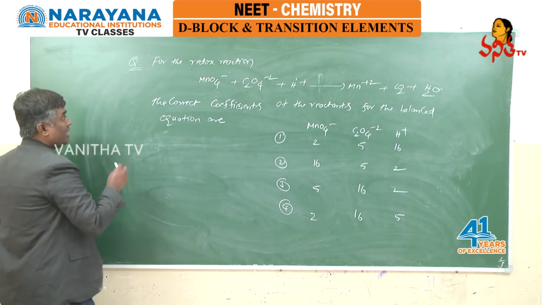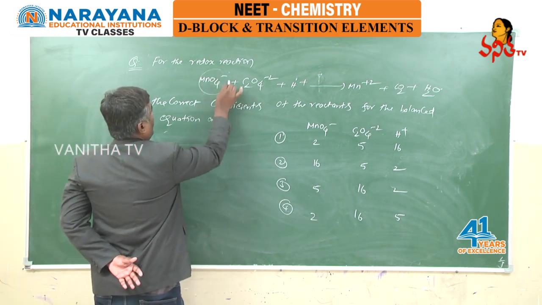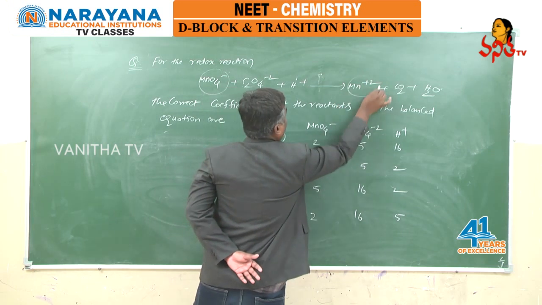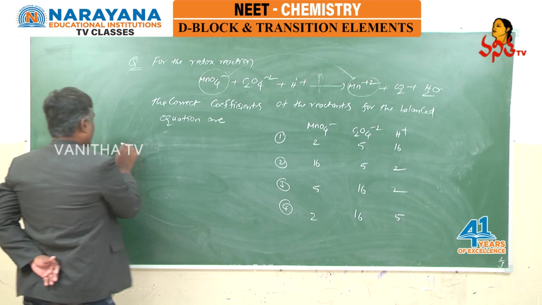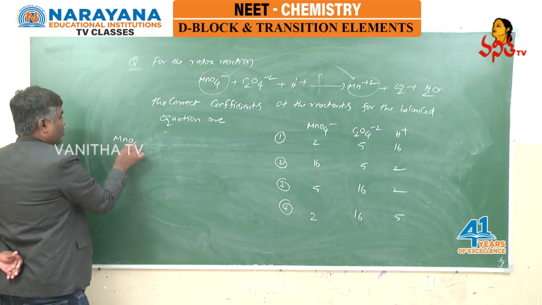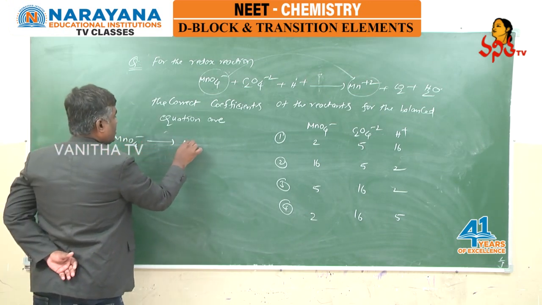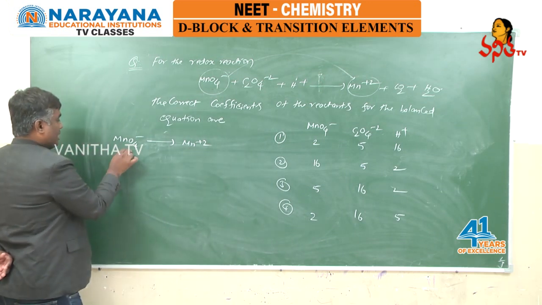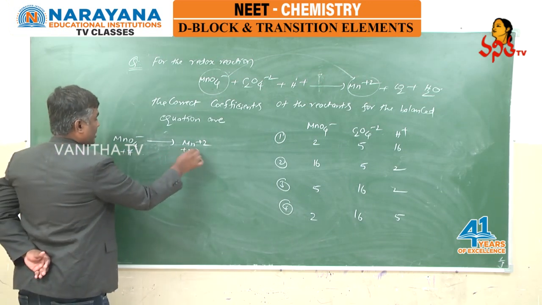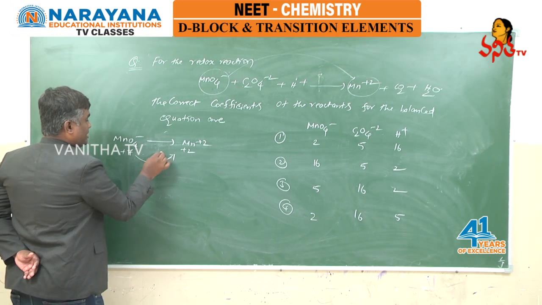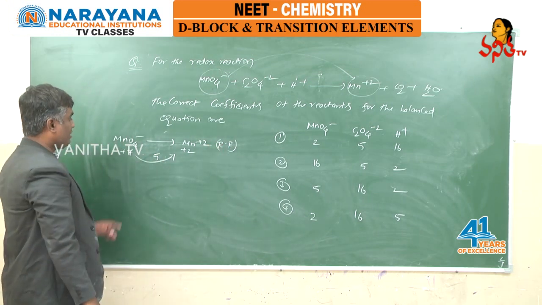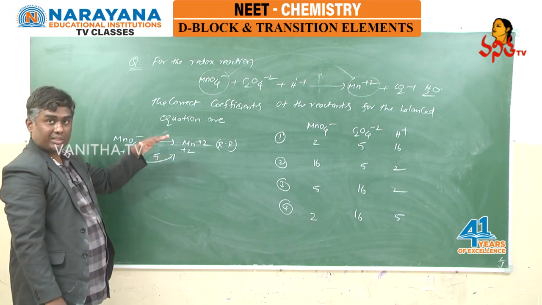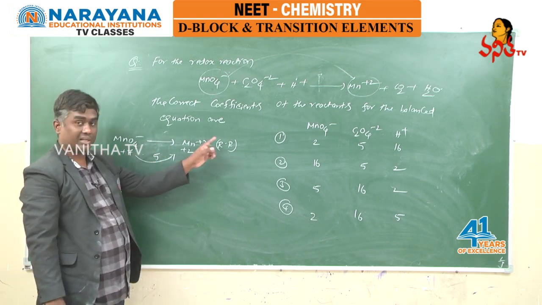Let us see what is happening here. MnO4 minus is converted into Mn plus 2, right? Here the +7 oxidation state becomes +2, and the change in oxidation number is 5. This is a reduction reaction. Why reduction? Because +7 becomes +2, there is a decrease in the oxidation number.